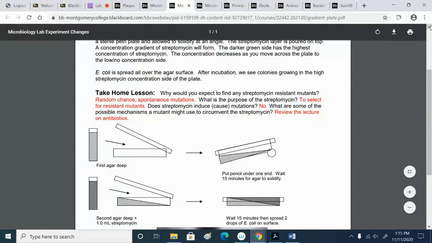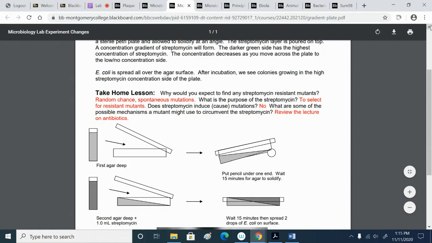Does streptomycin cause mutations to occur? No. No, it's merely selecting for those mutations that are already present, they're already there.